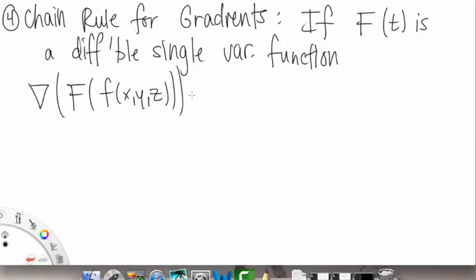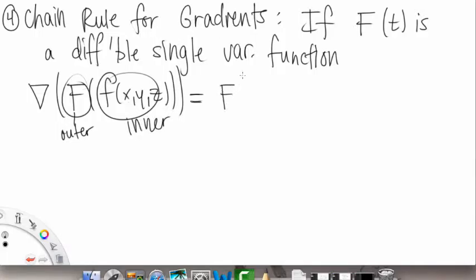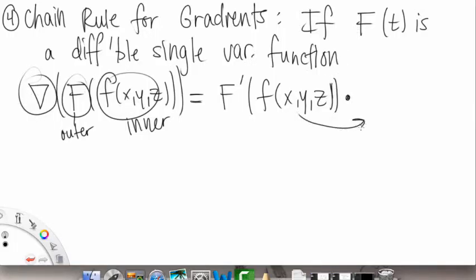Okay, so the gradient of that is basically going to be, we're going to differentiate the outer function. This is the outer function, that's capital F, and this is the inner function. So we're going to differentiate the first one, so we just have F prime of, and we'll keep the inside the same. And then we're going to differentiate the inside, but since we had that gradient operator out here, when we differentiate it, we actually write the gradient of it.